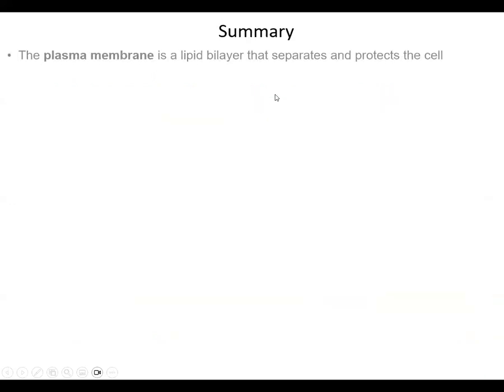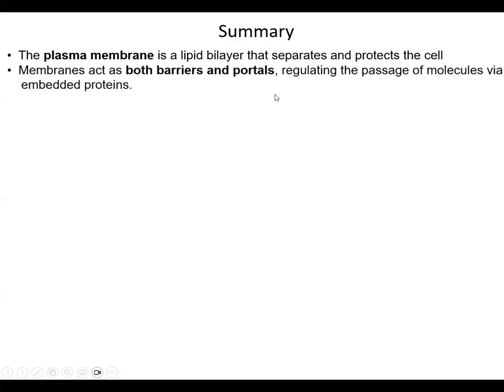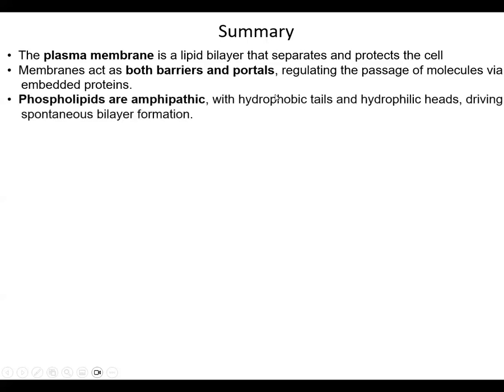So to summarize what we talked about today, the plasma membrane is a lipid bilayer. It's got hydrophobic tails in the interior and two layers of hydrophilic head groups on either side. And the plasma membrane, the lipid bilayer, separates the inside of the cell from the outside of the cell, the entropy of the world from the order of the cell, and protects the cell, allows the cell to maintain homeostasis. Membranes act as both barriers and portals. The barriers are the lipids themselves. The portals tend to be membrane proteins, and these membrane proteins regulate the passage of molecules in and out of the cell. Phospholipids themselves are amphipathic.